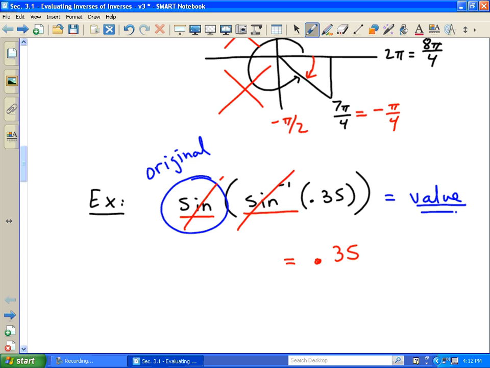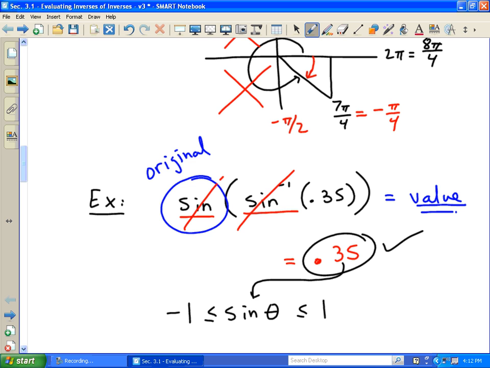That's not an angle, so we don't have to worry about restrictions as far as the angles are concerned, but we do have to make sure that that's a good value for sine. Remember from other topics that sine lies in between 1 and negative 1. 0.35 is definitely in between 1 and negative 1. And so this is a fine value for sine.